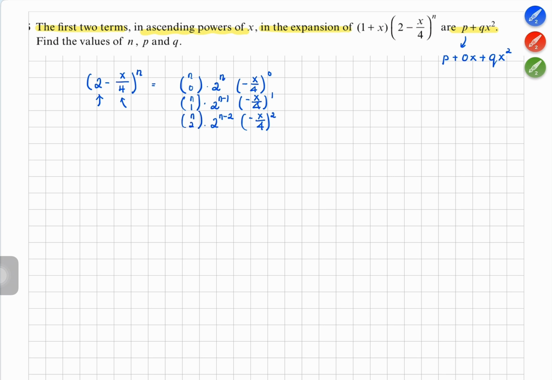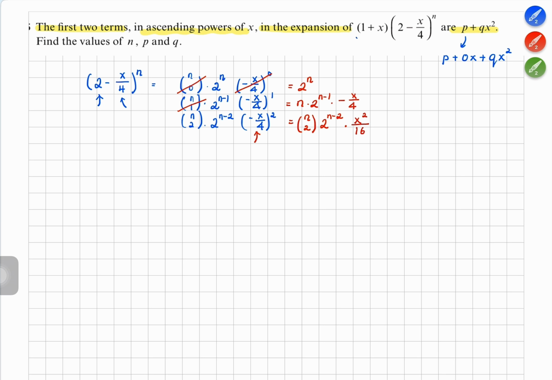Now the simplification part. So n choose 0 is 1. Anything power of 0, it's also 1. So what do we get? We get 2 power of n. N choose 1, it's exactly n. So do not try to expand, just leave it as it is, and then negative x over 4, done. Now the next one is n choose 2. Because we don't know what is the answer for n choose 2, we leave it like this first. 2 power of n minus 2. Don't bother expanding the index. Just expand the negative x over 4 squared. So you will get x squared over 16. Okay, now leave it as it is.